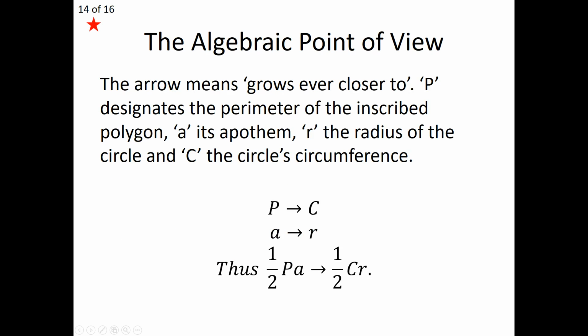Well, the arrow we see down below grows ever closer to, which means we can actually take, as we saw, that the perimeter of our regular polygon slowly transforms to get closer and closer to the circumference of our circle. And the apothem of the regular polygon grows closer and closer to become the same length as the radius of our circle. In other words, we can put the area of our regular polygon in terms of the circle's circumference and the circle's radius. So the area of the regular polygon, 1/2 perimeter times apothem, goes closer and closer to the area of the circle, which is then 1/2 the circumference of the circle times the radius.